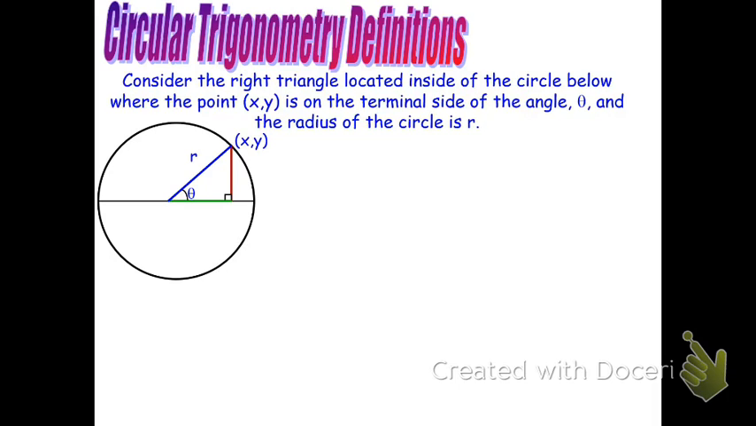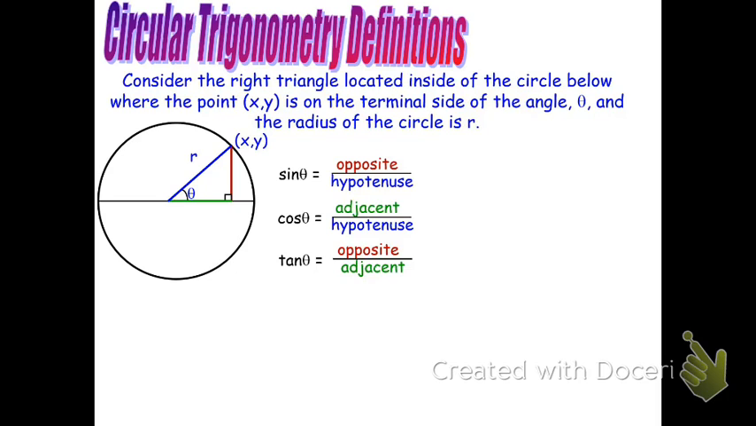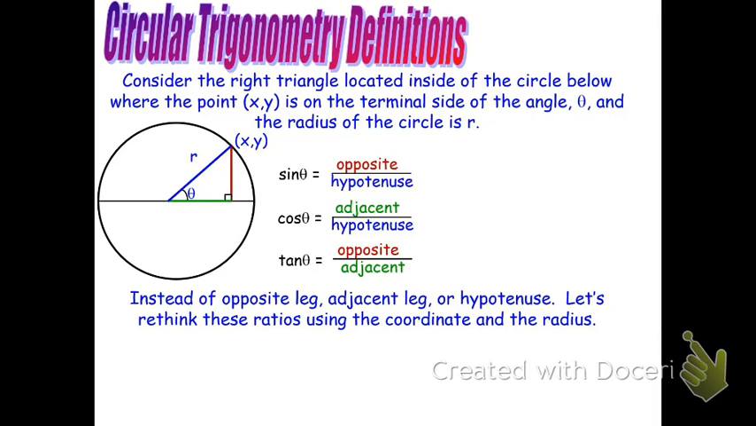Now, if we look at our old definitions, sine being opposite to hypotenuse, cosine being adjacent to hypotenuse, and tangent being opposite to adjacent, we're going to redefine them. But instead of opposite, adjacent, and hypotenuse pieces, we're going to redefine them using the coordinate (x, y) and the radius r. Now, let's put in the picture what (x, y) means. When we have a point (x, y), x refers to the horizontal component. So what was the adjacent, or the green piece, now becomes x. What was the vertical, or the opposite, the red piece here, is now the y component.